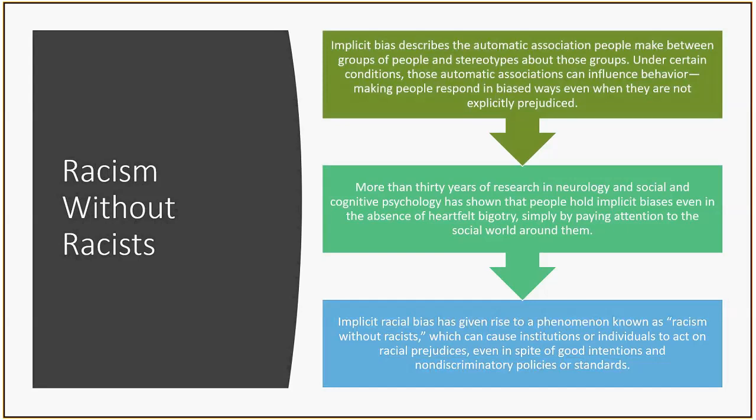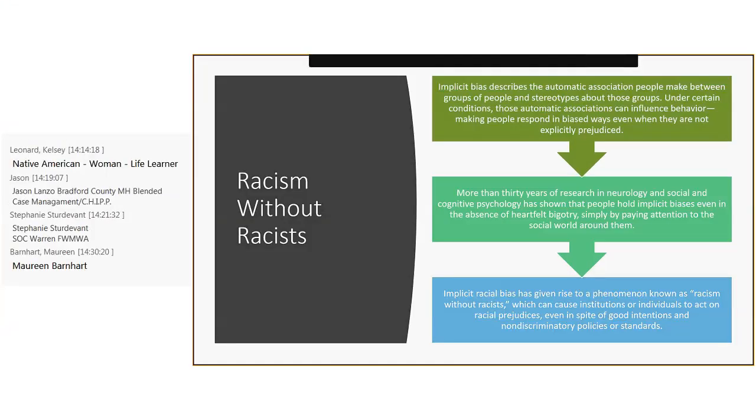So this also is where a new term emerged, where we can see racism without racist. And what this means is that implicit bias describes the automatic association people make between groups of people and stereotypes about those groups. Our brains, naturally, biologically, we associate when we see things into categories. It just helps us process the world. And we also do that with people. But under certain conditions, these automatic associations can then also influence our behavior, making us respond in biased ways, even when we are not prejudiced explicitly.